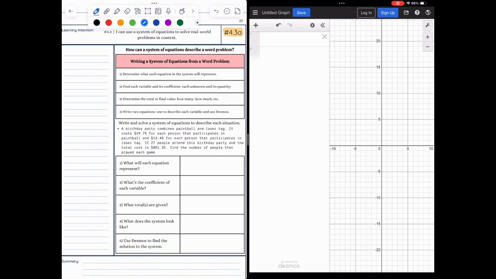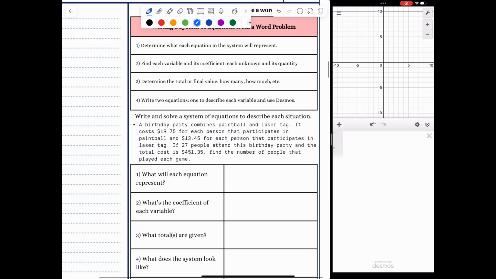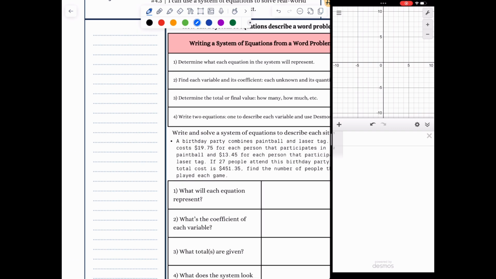One of the things I really want to mention here is that you'll notice I have a split screen with Desmos. I'm not going to do any graphing, substitution, or elimination here. I'm going to use Desmos strictly to tell me what the answer to each of these systems of equations is. The reason we're doing that is because some of the numbers we're going to use are a little bit more messy. There's going to be maybe some decimals. So we're going to use Desmos to do the heavy lifting here.